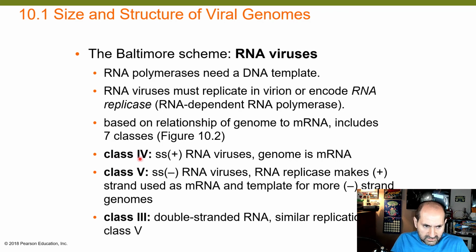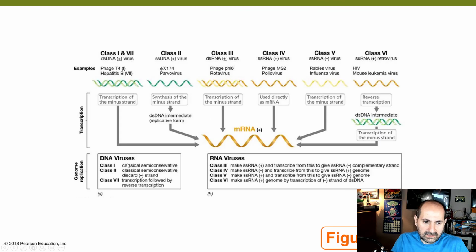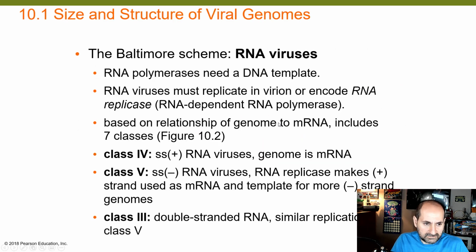So class 4, these are the single-strand positive RNA viruses. You should know that, remember from chapter 8, positive sense single-strand RNA is the same sense as mRNA. So these genomes can be used as mRNA. Let me show you. Class 4, single-strand RNA positive virus. Look what it says. Their genome itself can be used directly as mRNA. Did you see that? Their genome can be directly used as mRNA.